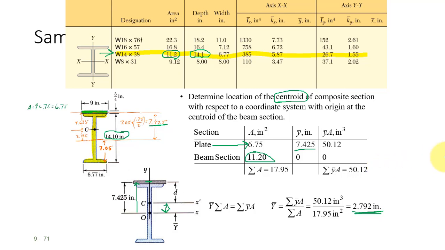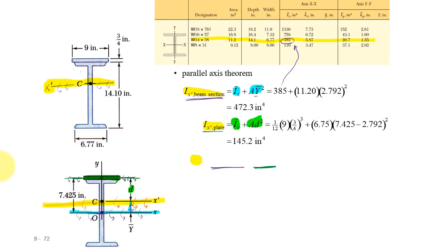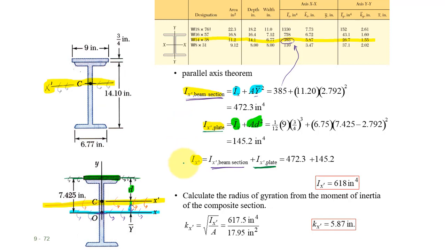Okay, now that we know where this new axis is, we're going to get the inertia around this axis. So the inertia around this new yellow axis, and we will be using the parallel axis theorem. For the beam, we take the inertia around the centroid, which we get from the table. So that 385 is from the table for this W beam, and then add the area of the beam.